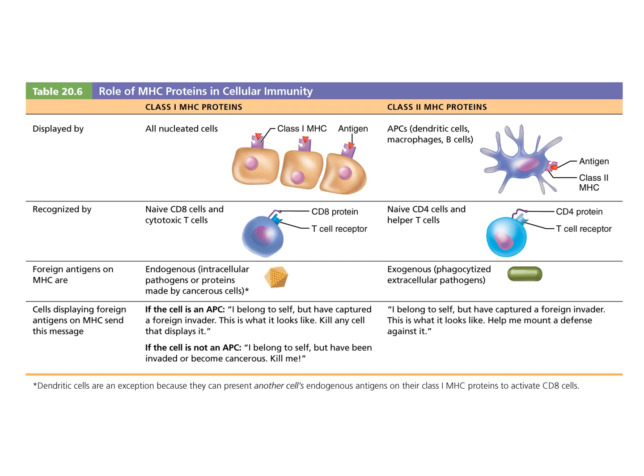All right. So here is just showing you the role of the MHC proteins in cellular immunity. Again, the class 1 MHC proteins are displayed by all nucleated cells, which explains why your red blood cells don't have this. The class 2 MHC proteins are only displayed by the APCs, which are the dendritic cells, macrophages, and B cells. Okay.